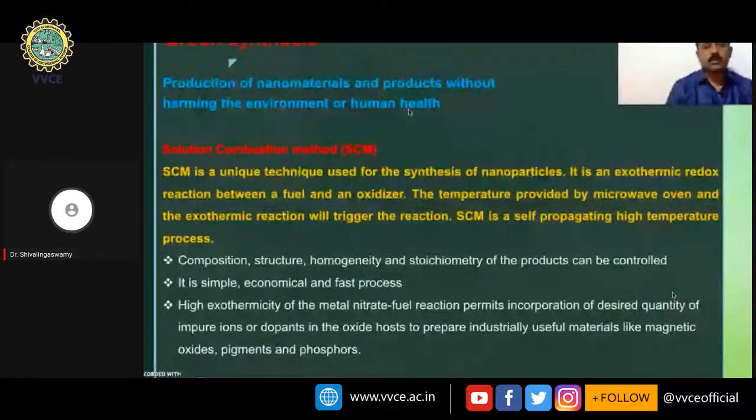That is, the composition, structure, homogeneity, and stoichiometry of the products can be controlled very well by using this method. And it is a very simple process, very economical and very fast. And the exothermicity of the metal nitrate and fuel permits incorporation of a desired quantity of impurity ions. Intentionally, if you want to add some impurities, that can be done very easily through this method.